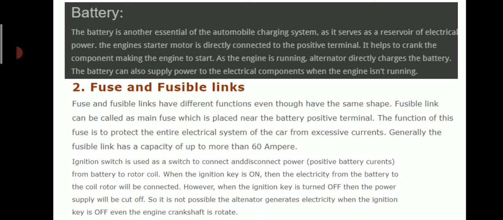After that, the next component is the ignition switch, which is used as a switch to connect and disconnect power from the battery to the rotor coil. When the ignition key is on, the electricity from the battery to the coil will be connected. However, when the ignition key is turned off, the power supply will be cut off. So, it is not possible for the alternator to generate electricity when the ignition key is off, even if the engine crankshaft is rotating.